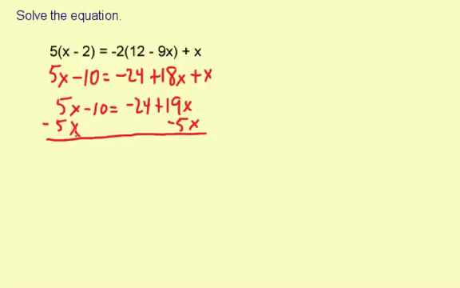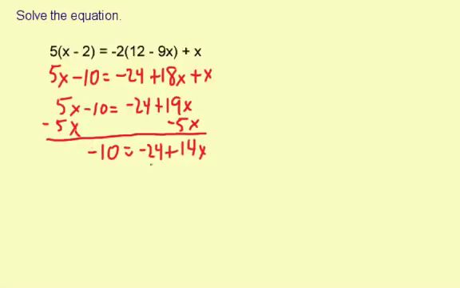So 5x minus 5x equals 0, and then bring down the negative 10. And that equals negative 24. And then 19x minus 5x is 14x, so plus 14x. And again, notice that this is positive. You could have subtracted 19x, would have given you a negative x on the other side. That would have been okay too.